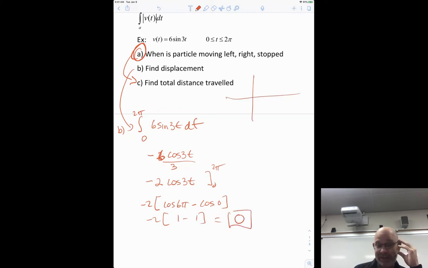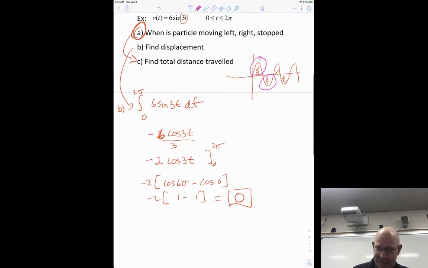If you think about this as a graph, it's just a sine curve, just a little squished because of that 3. So it should make sense. From 0 to 2 pi, we've got negative area, positive area, negative area, so the displacement is 0 because the positive and negative are the same. If I want to find the total distance traveled, I need to know the positive area versus the negative area. That's why I asked when the particle is moving left, right, or stopped.